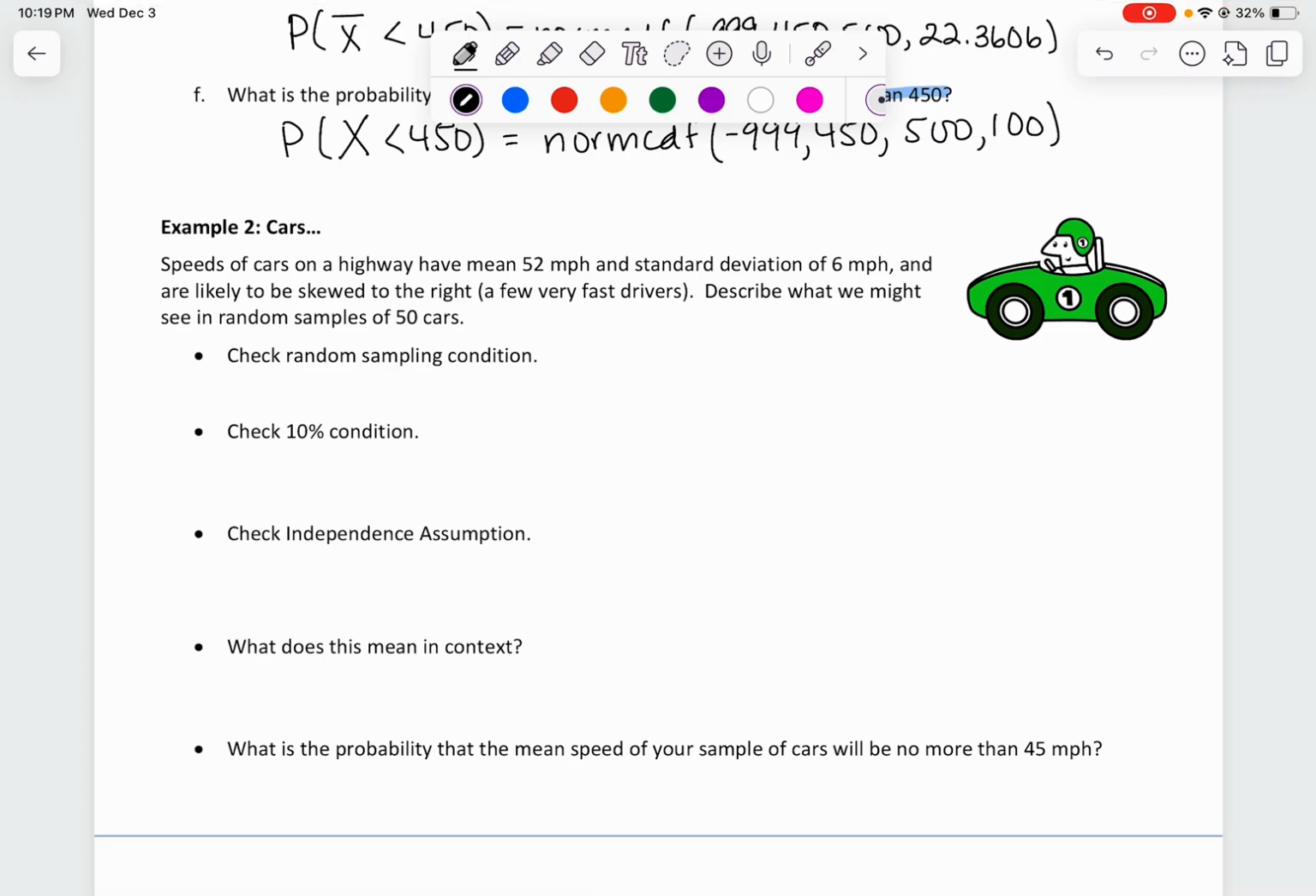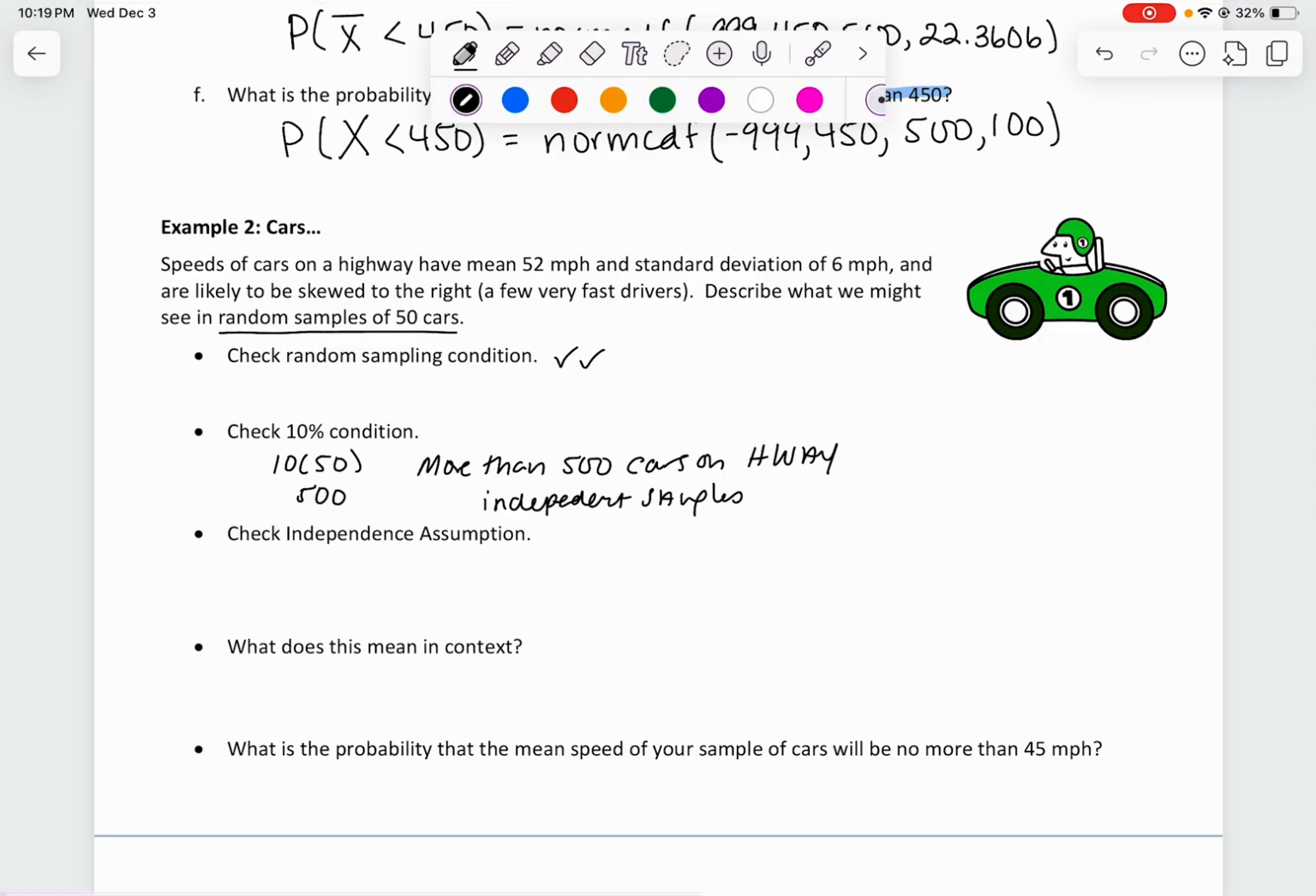Okay, so let's take a look. Random sampling condition, I'm going to give this a check because it says random sample in the question. Please don't just give a check on your homework or on your test. Please write out that the question states it was randomly sampled. Let's check your 10% condition. 10 times 50 is 500. Are there more than 500 cars on the highway? Yes, there are more than 500 cars on the highway. And essentially what that means is that you have independent samples.